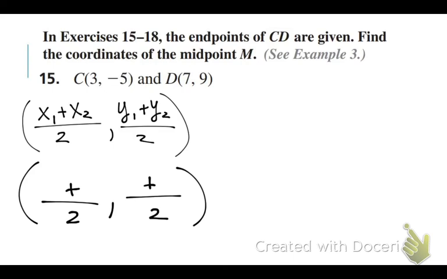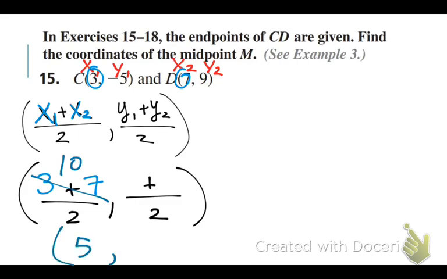All right, so you take your x's. You can label these x1, y1. This is my first coordinate. It's the x for my first coordinate, the y for my first coordinate. And you could say x2, y2. But what is the first x I'm going to plug in? 3. And my second x? 7. All right, so 3 plus 7 is 10. 10 divided by 2 is 5.